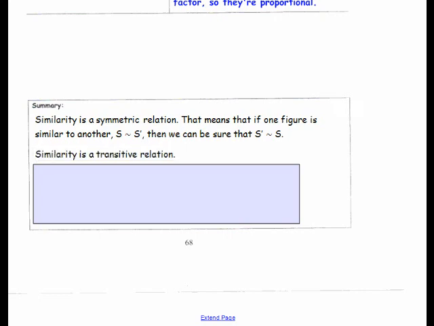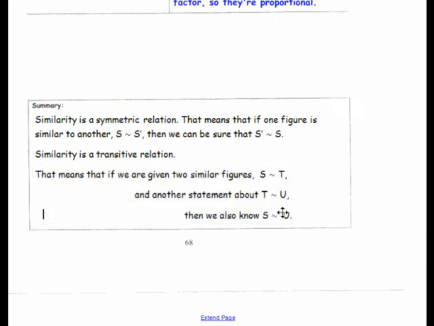Similarity is a transitive relation. That means that if we are given two similar figures, S is similar to T, and another statement about T similar to U, then we also know that S is similar to U. The sequence and the scale factor will be different to prove the similarity, but we know that it will be true.